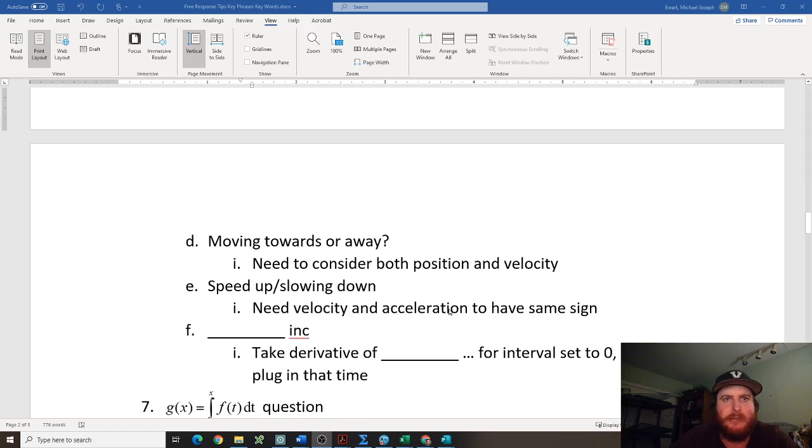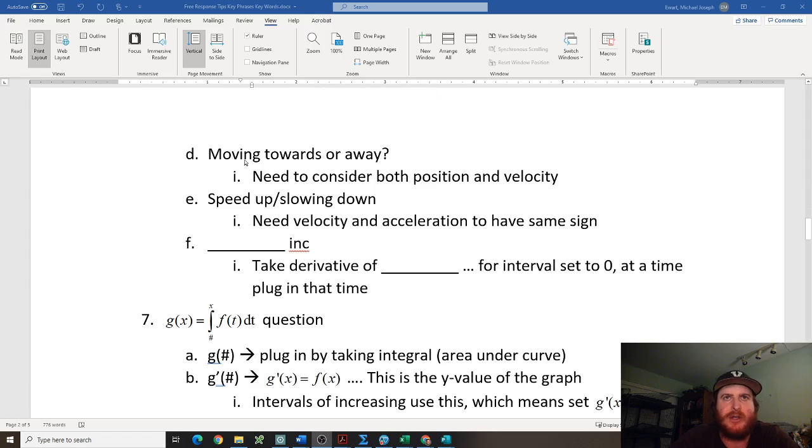Okay. Another question that's pretty new that pops up a lot is this moving towards or away concept. So you need to consider both the position and velocity. If the position is positive and the velocity is positive, we'll be moving away. So if those signs are the same, you're moving away from the axis. If the signs are opposite, you're moving towards the axis. Again, we're going to go over this.